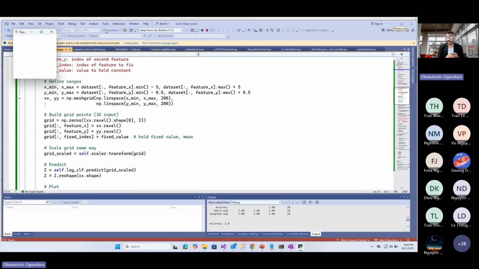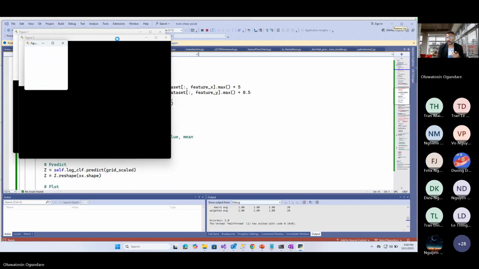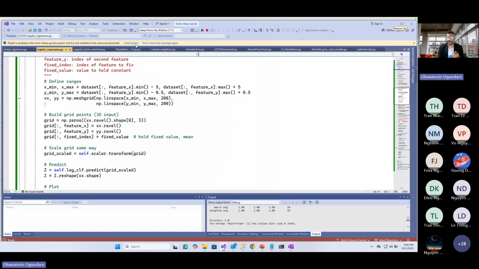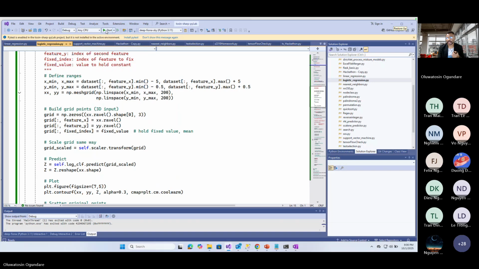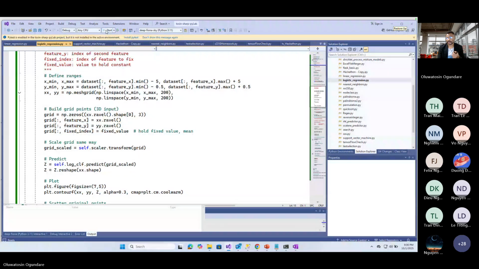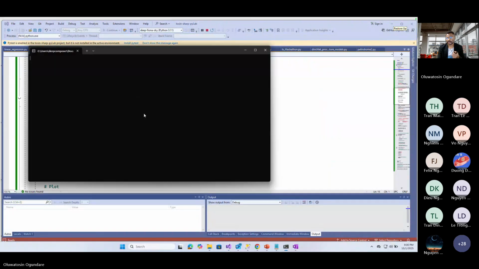And now you would see that we have the same plot as we had last time.